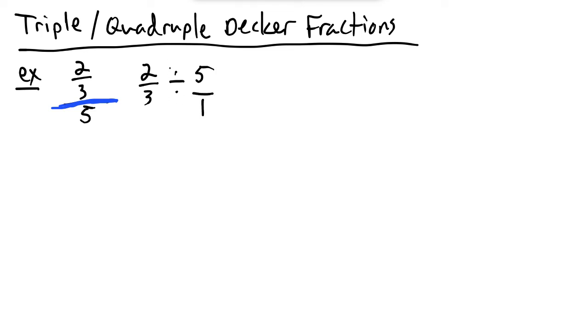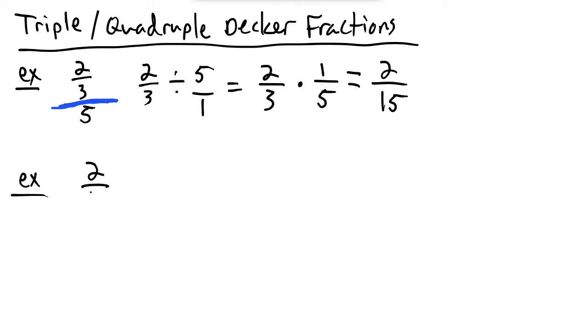So now that this is dividing, and this is two fractions being divided, we remember our rule. It's keep, change, flip. So all we have to do is keep the first one the same, change that to a multiply, and flip the second one. So this becomes 2 times 1, or 2, over 3 times 5, so it's 15. So that's all we're going to do with triple-decker fractions. What about quadruple-deckers?